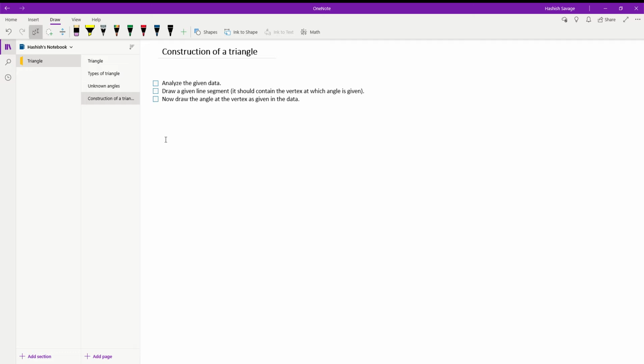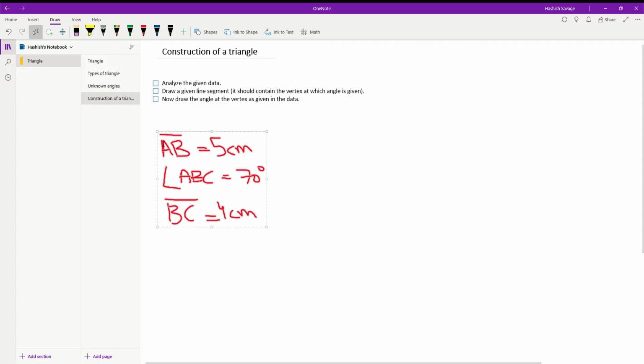Before constructing a triangle, you need to be very careful and follow some of the points mentioned here. Number one is that you need to analyze the given data very carefully. For example, if this is your given data, then your first priority is to analyze it. In this data, two of the sides are given and one of the angles is given. So I have analyzed the data.